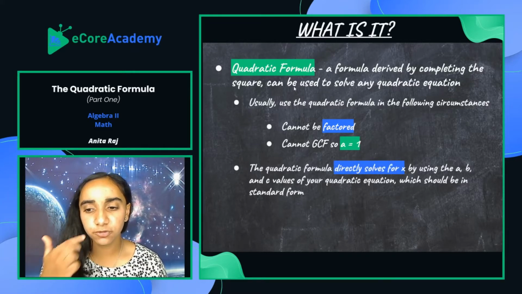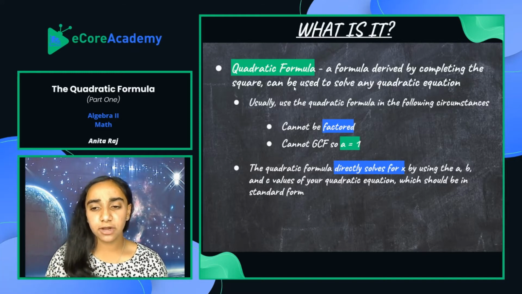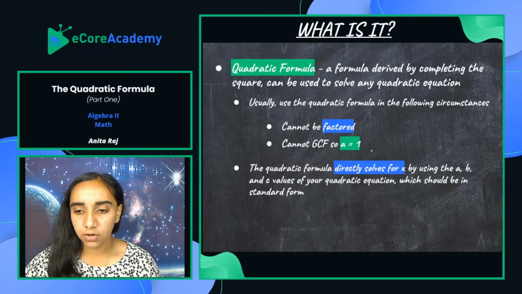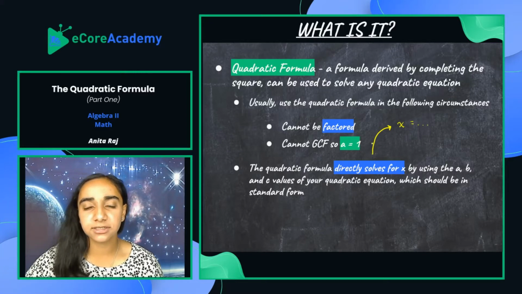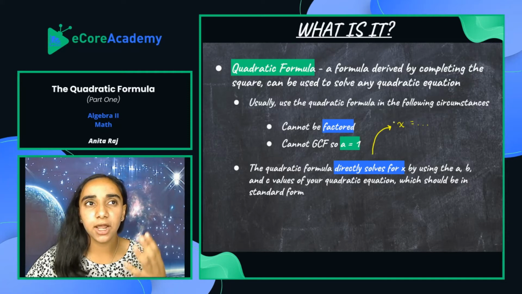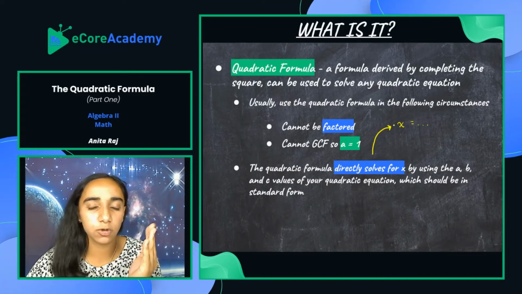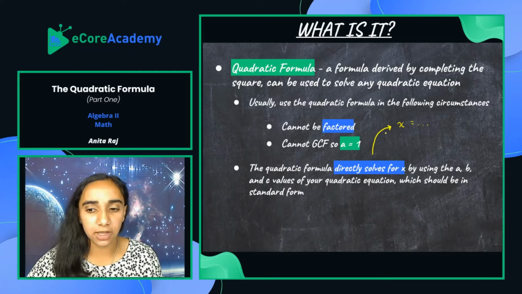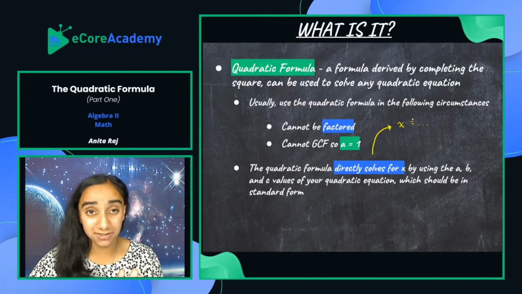So the quadratic formula directly solves for x by using the a, b, and c values of your quadratic equation. What does that mean? If it directly solves for x, I'm going to show you what the quadratic formula is in a second, but it's literally you're just plugging values in, and whatever answer or answers you get, that is what x is equal to. You don't need to do any further work. It's just x is equal to this and this, depending on how many solutions you'll have. Typically, you'll have two, because with quadratic equations we have two solutions, but I'm just saying it directly solves for x. Let's leave it there.